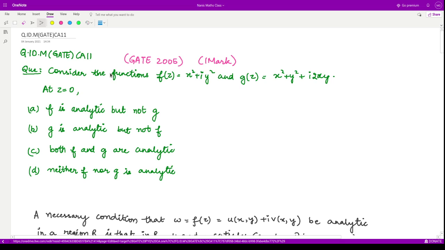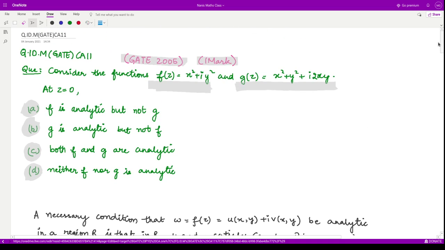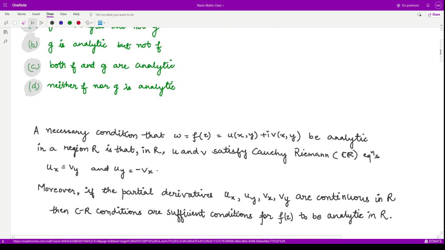In this video we shall see a question from GATE 2005, and it is of 1 mark. The question says, if we are given two functions, one is f of z and another is g of z, defined like this. At the point z is equal to 0, we need to tell which of these four is correct. That means we are to detect the nature of the functions f and g, whether they are analytic or not. So we'll first see a condition which defines the analyticity of the given complex function.